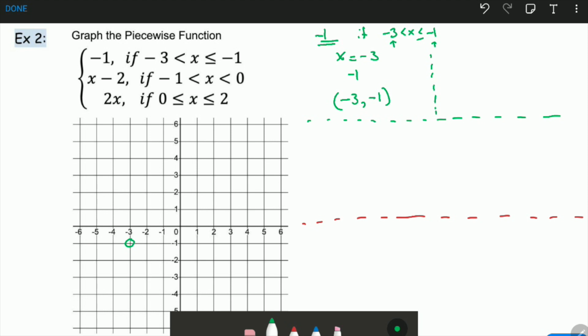The next endpoint is at -1. So x equals -1. Plug it into the equation. Our equation is just -1. No x's, nowhere to plug it in. So our ordered pair is -1 from the endpoint, and then the y value that goes along with it is -1. This point is a solid dot because of the less than or equal to. Now we have 2 points already, so we can graph this segment. And there we go.